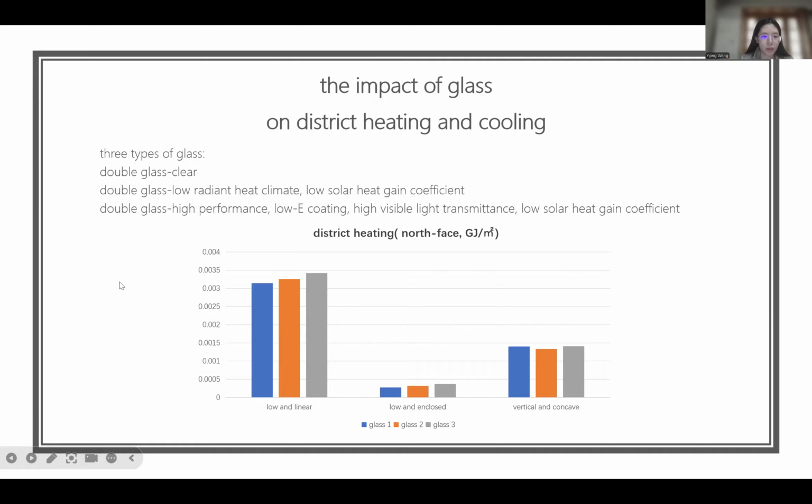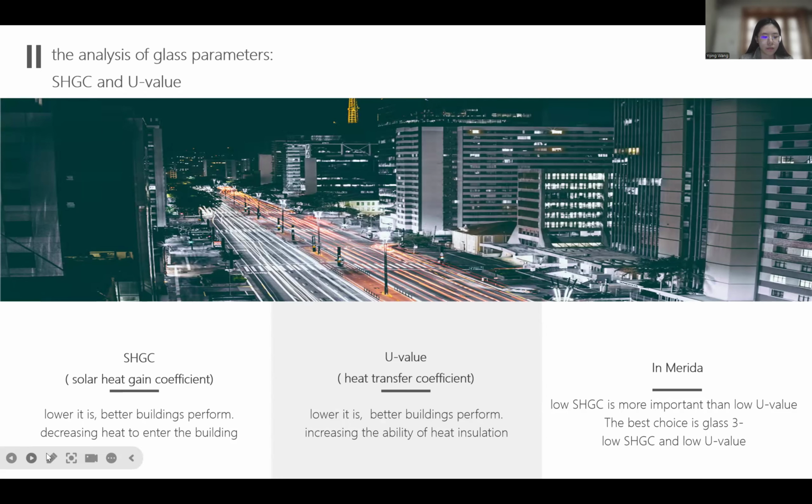2 parameters are important here. SHGC, solar heat gain coefficient. The lower it is, the less solar heat enters the building. U value, heat transfer coefficient. The lower it is, the better the insulation. In Mérida, low SHGC is more important than low U value because solar radiation is the main source of heat gain. Glass 3 blocks the most solar heat and achieves the lowest cooling consumption.